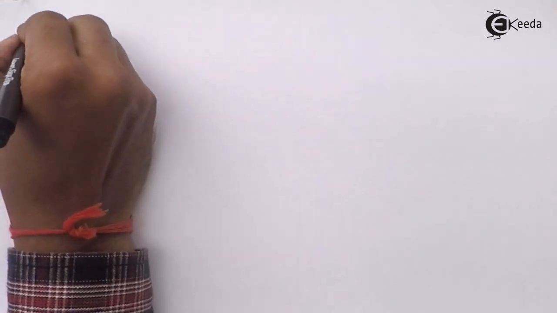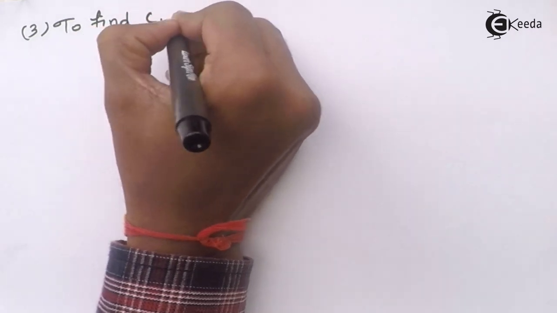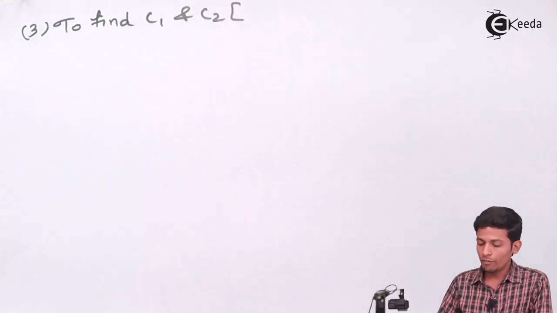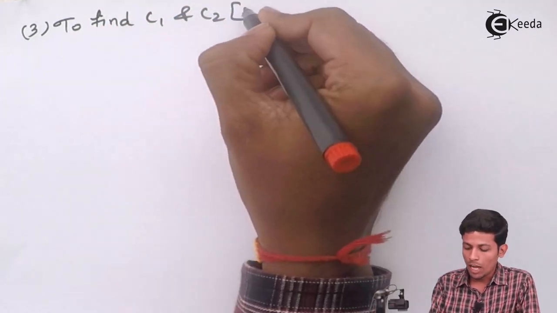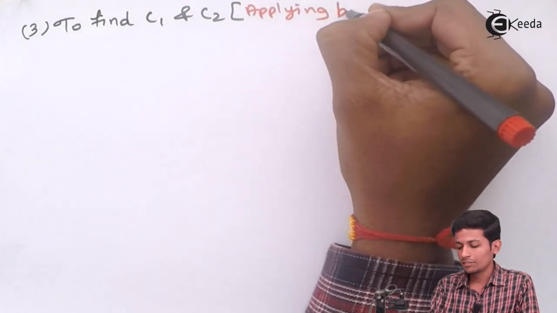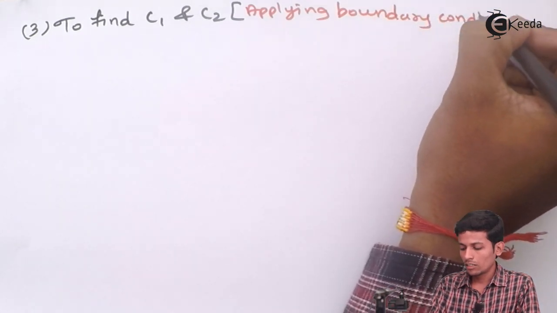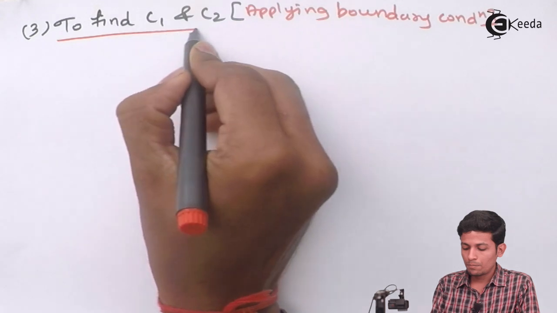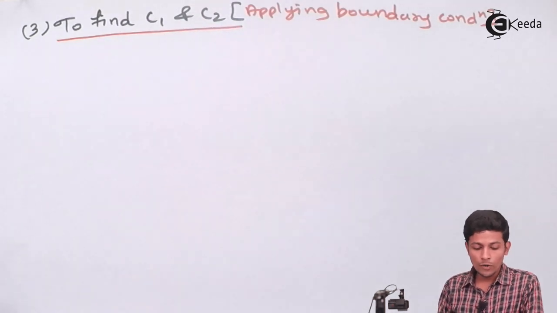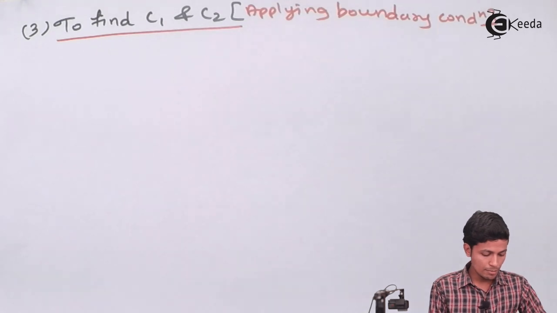Okay, now after that our third step will be to find c1 and c2. What are we doing to find c1 and c2? Applying boundary conditions. Now please remember these things. In boundary conditions, what is our first boundary condition? Let me tell you first.